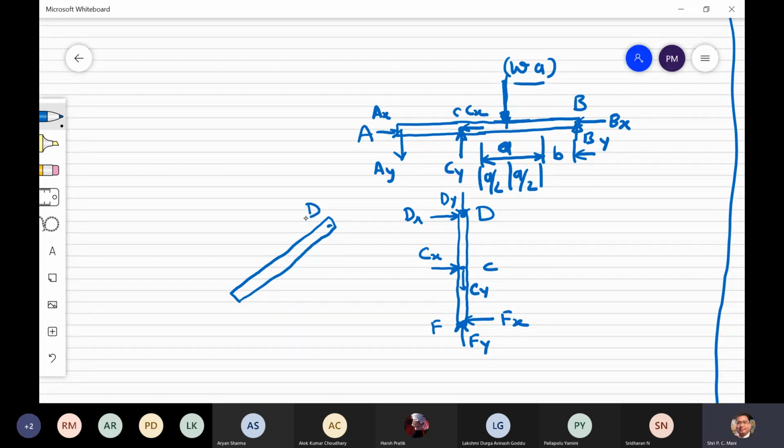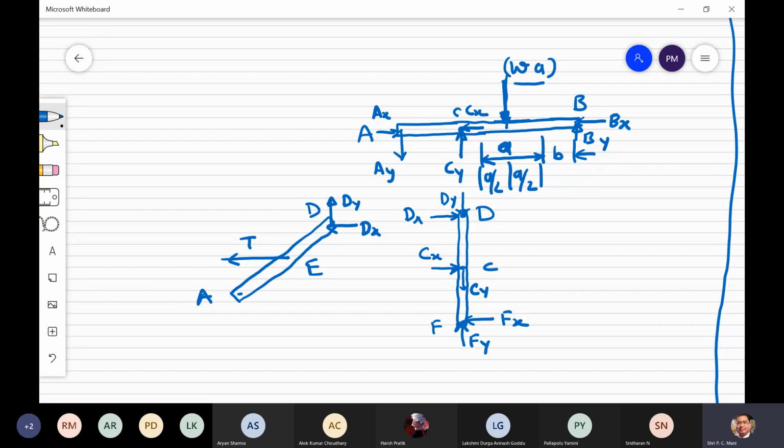Now the third link is this one, which is connected to A and D. This one is D, this one is A, and in between anywhere it is E. The length is not given, so this is E I have taken. From E there is a rope, so this will be the tension in the rope. Reverse of that one, this is Dx, and reverse of this Dy.